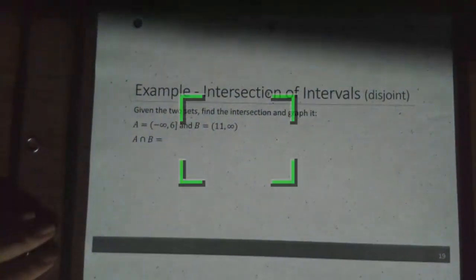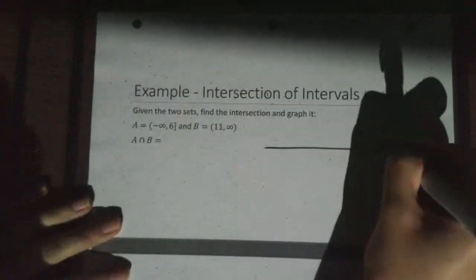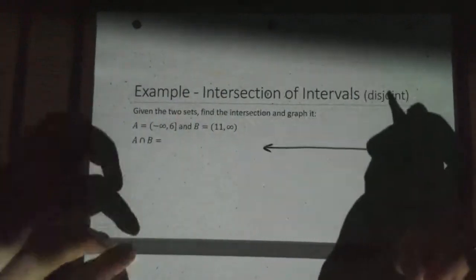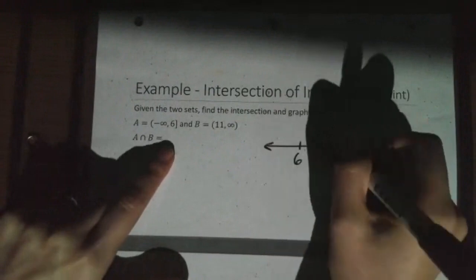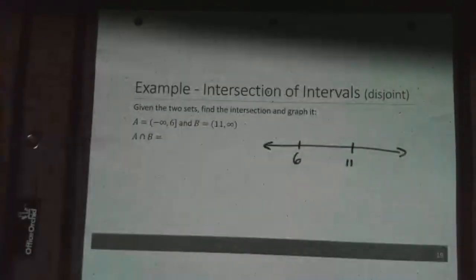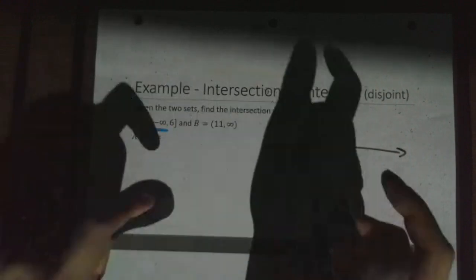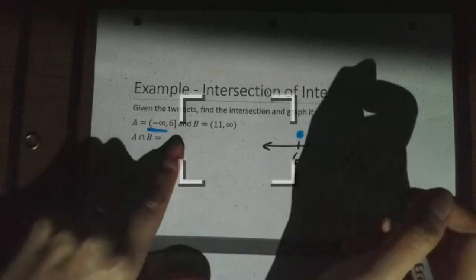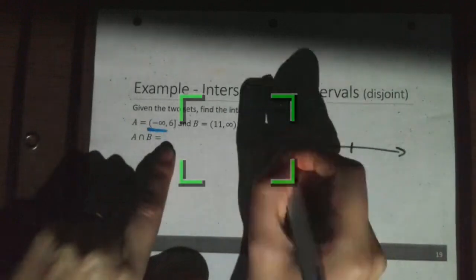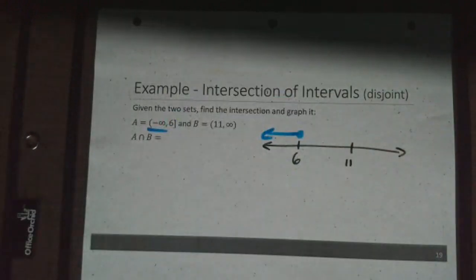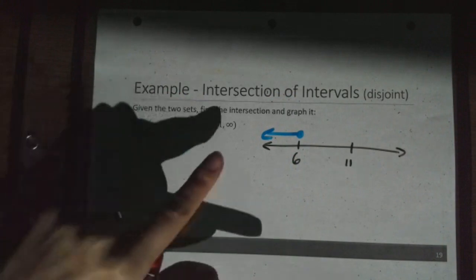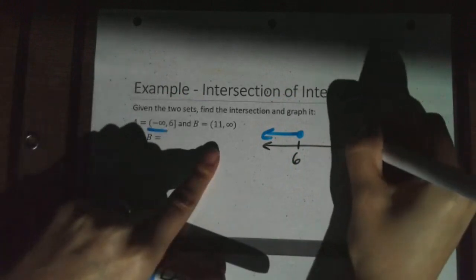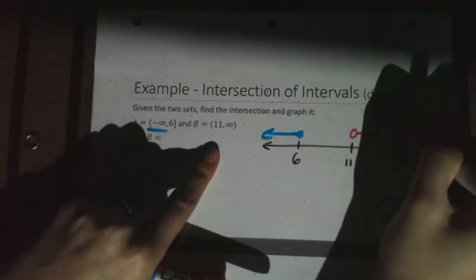Next up, we're given two sets. We want to find the intersection. So same thing as last time. I'm going to set up my number line. It looks like we need a 6 and an 11. Set A is -infinity up to 6. So 6 will have a closed circle, and we want to go to -infinity. Set B will have an open circle on 11 and go to infinity.